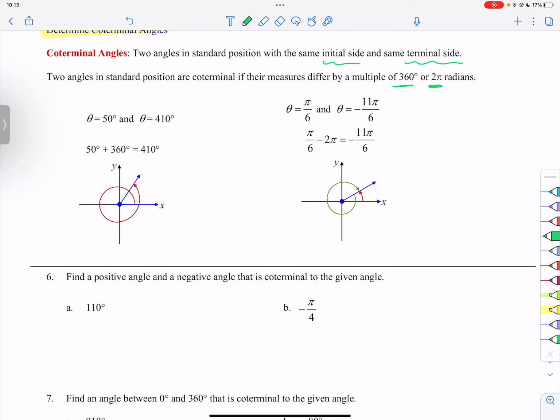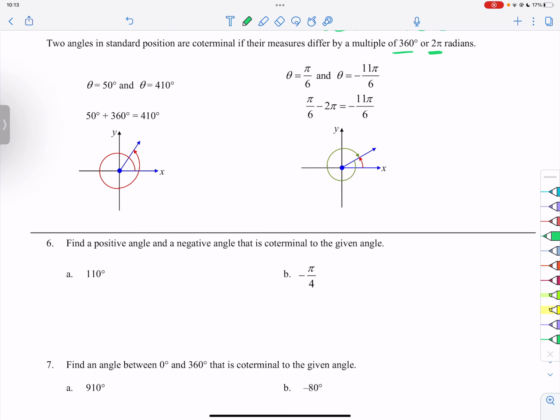So taking a look at this first example, if we have theta equal to 50 degrees and theta equal to 410 degrees, if we add 360 degrees to 50, we will arrive at 410 degrees. And as you can see, we rotated 50, and then we rotated another 360 and ended up at 410.